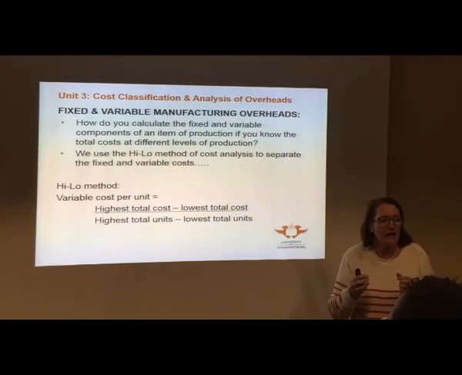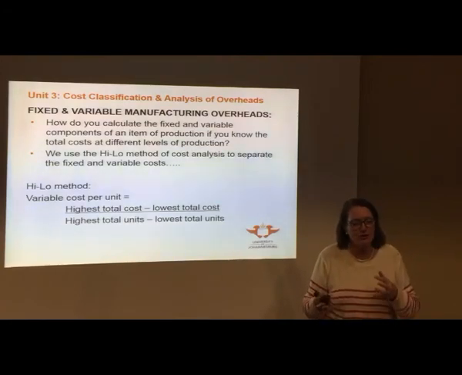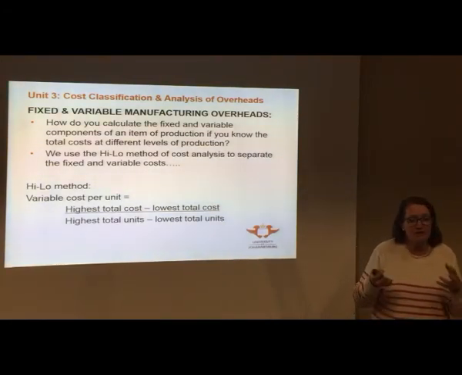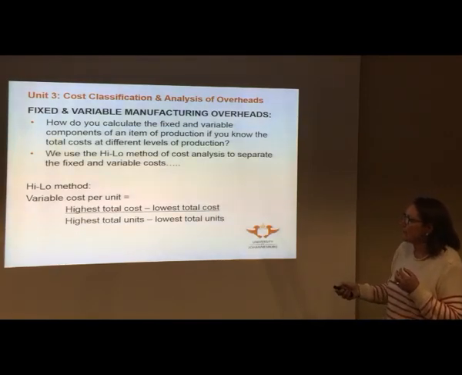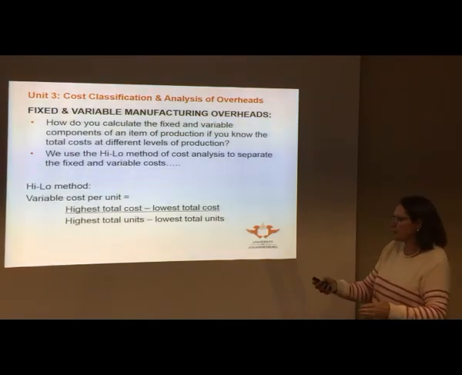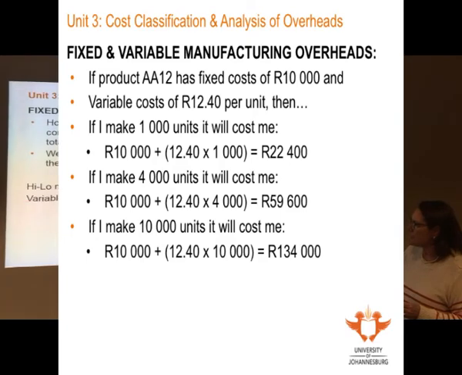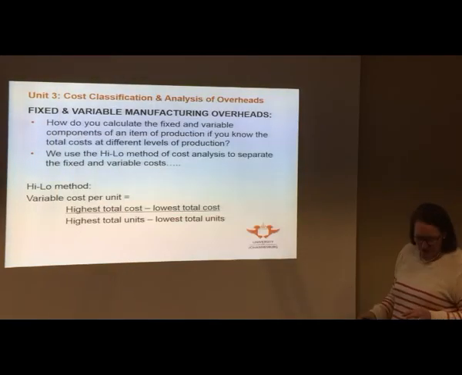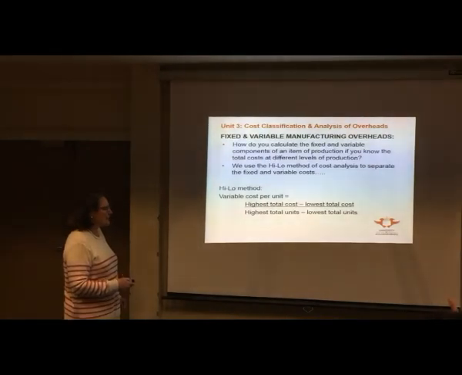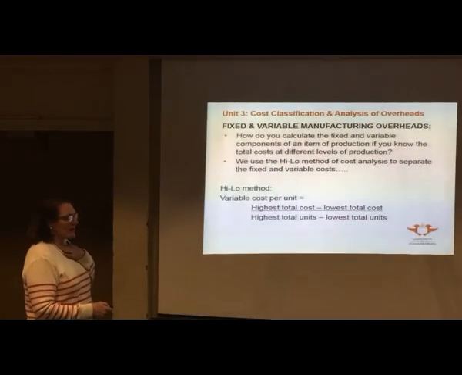When we have a manufacturing overhead that consists of a fixed component and a variable component, and we need to separate the two components because we have to treat fixed costs and variable costs differently, we can do that using the high-low method, and I know that you did the high-low method at undergrad because I taught it to you. So this is how we do it. We take the highest total cost minus the lowest total cost and divide it by the highest total units minus the lowest total units.